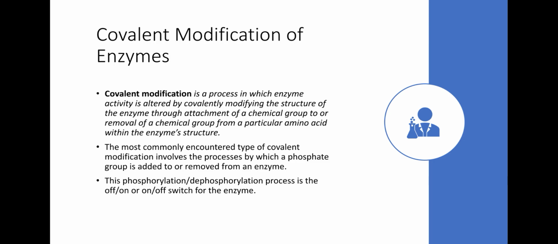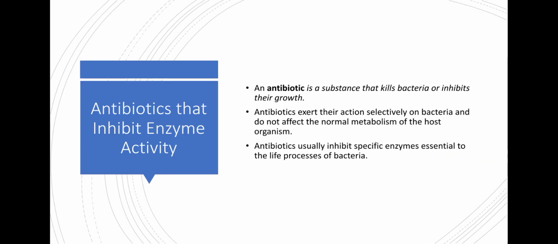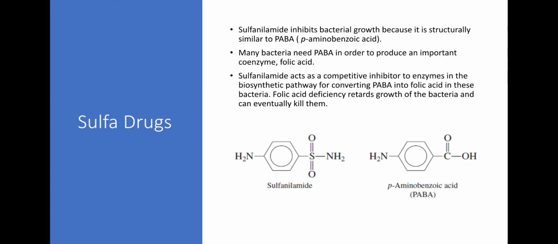Phosphorylation is the process of addition of the phosphate group to the enzyme by protein kinases, while dephosphorylation is the removal of the phosphate group from the enzyme by phosphatases. Let us now discuss antibiotics that inhibit enzyme activity. An antibiotic is a substance that kills bacteria or inhibits their growth. Antibiotics exert their action selectively on bacteria and do not affect the normal metabolism of the host organism. Antibiotics usually inhibit specific enzymes essential to the life processes of bacteria.